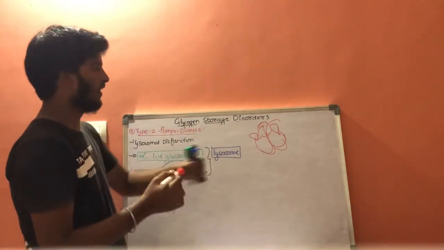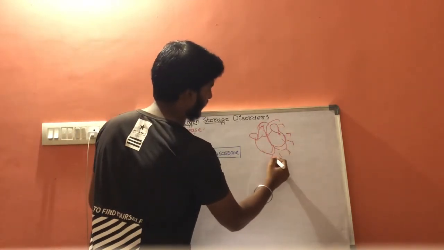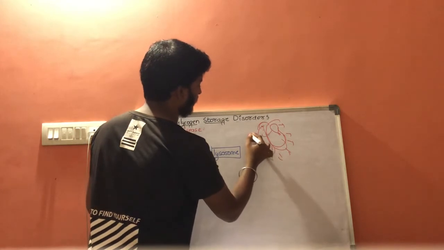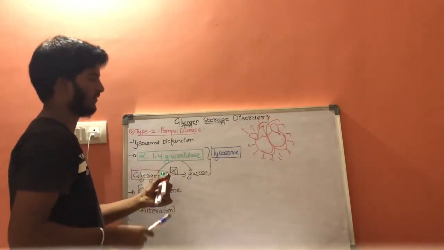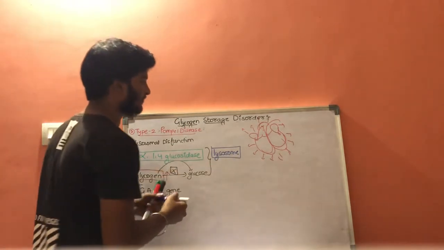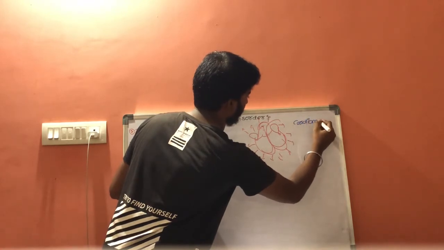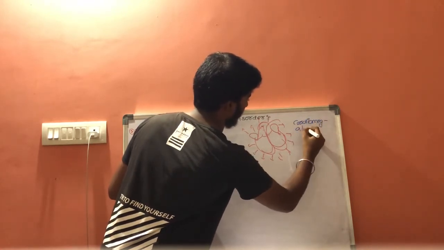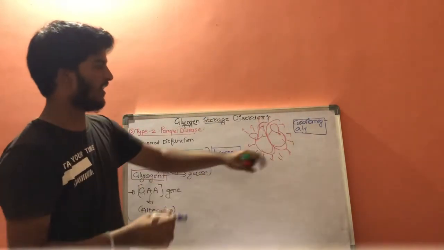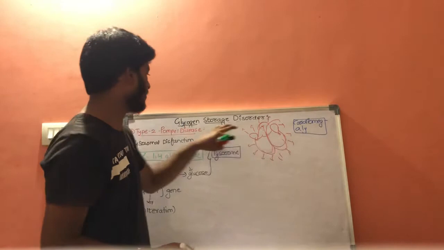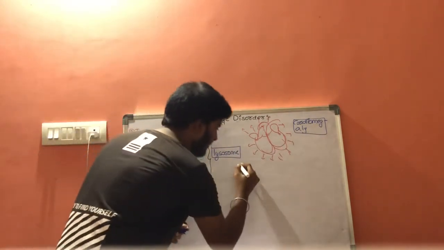There will be an increase in the size of the heart. This condition is called cardiomegaly. Cardiomegaly is one of the most important symptoms of Pompe's disease, and the next related symptom is muscle weakness.